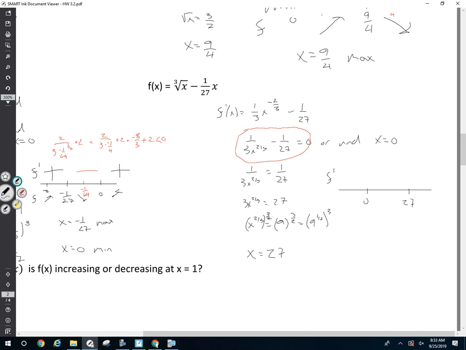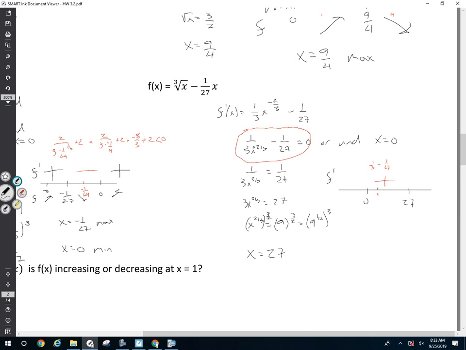Plugging in values that would work in x to the 2/3 is important. An easy value to plug into any x to a power is 1. So that's my first test point, 1. Because I would end up just having 1/3 minus 1/27. 1/3 is bigger than 1/27. Positives win.